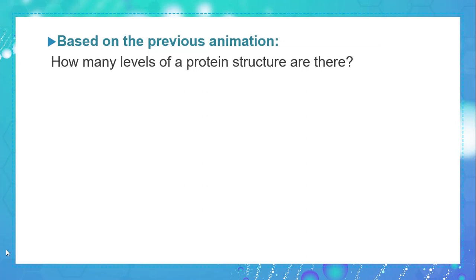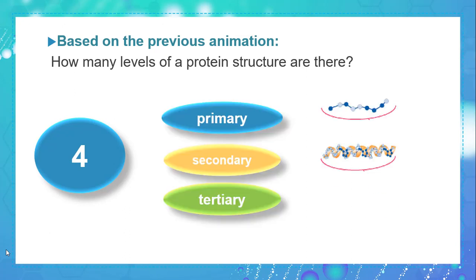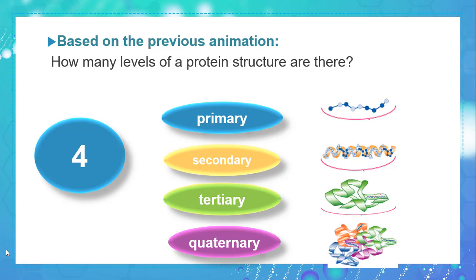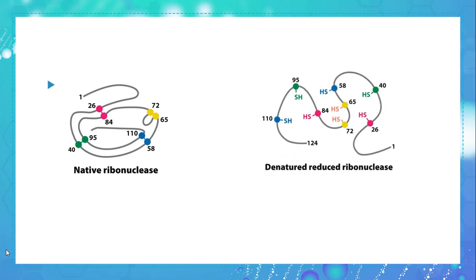Based on the previous animation, how many levels of a protein structure are there? There are 4 levels: the primary, secondary, tertiary, and quaternary. As we've explained before, certain proteins lose their function or become inactive after certain modifications or changes in their structure. Then how can a protein undergo these modifications in the structure?